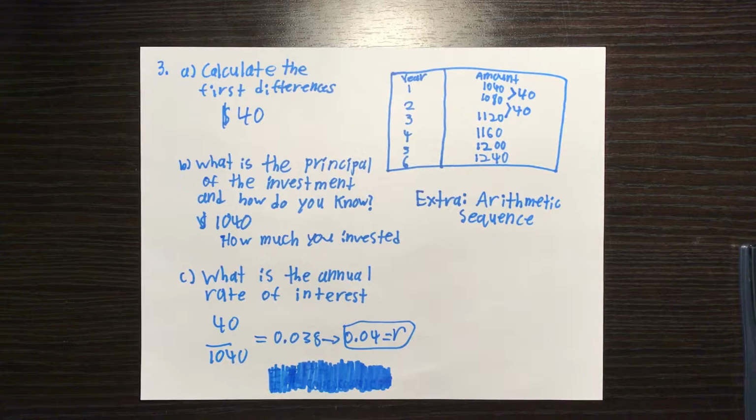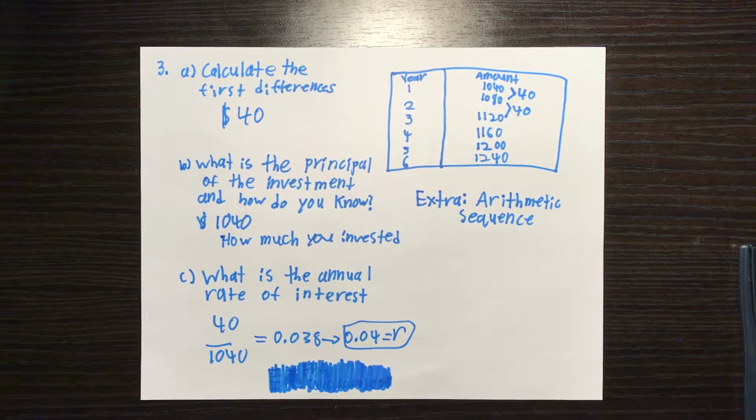What is the annual rate of interest? Just like the last question over the graph, we'll be taking 40 since we know that every year the amount's increasing by 40, or the interest is 40. So you do 40 divided by 1,040, you'd get 0.038 or a longer number. But I recommend you just round it to the nearest hundredth, and your annual rate is 0.04.